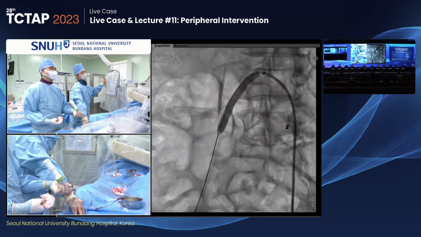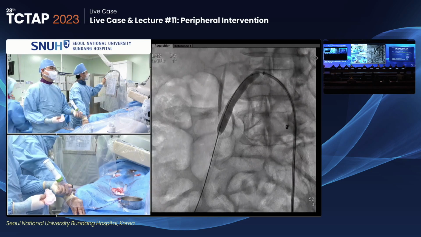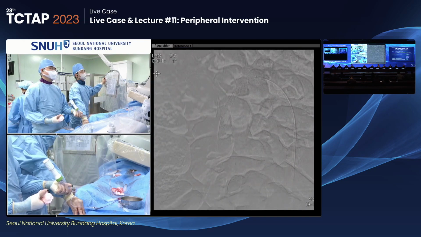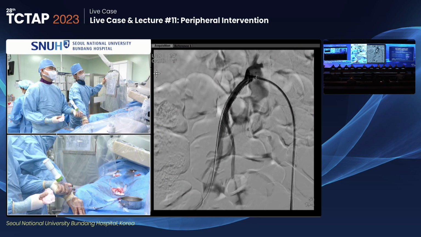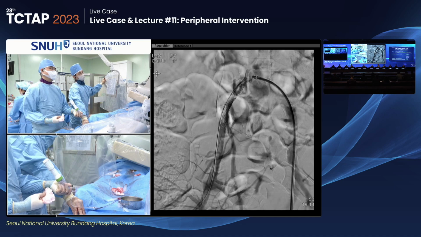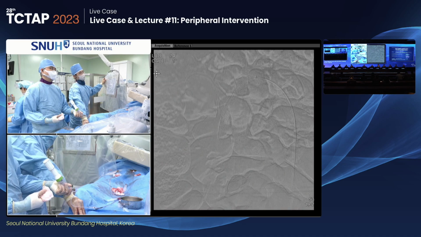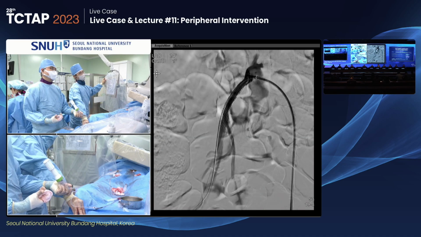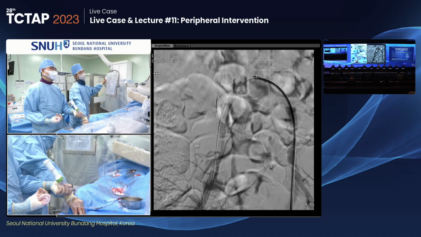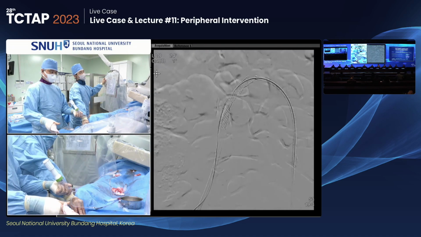And then you can find the external iliac ostium is covered by this stent. And then this is the stenting moment. And then this is angiography just after stenting. Fortunately, the internal iliac artery is safe. And then the external iliac artery is also safe. So I'm very satisfied at this angiography.